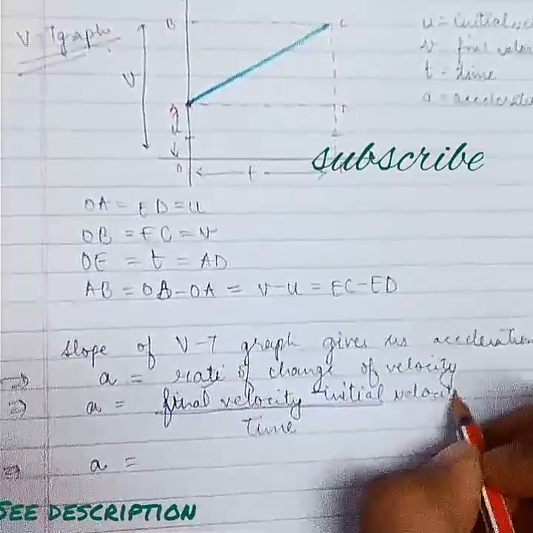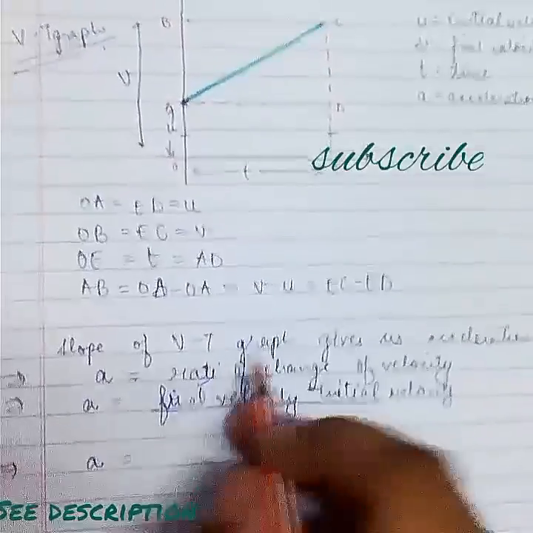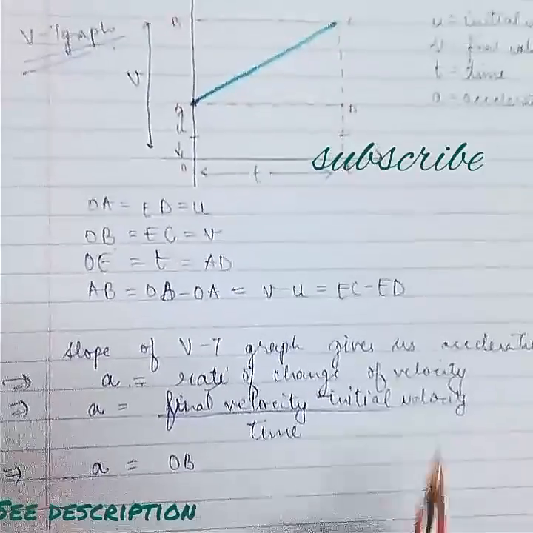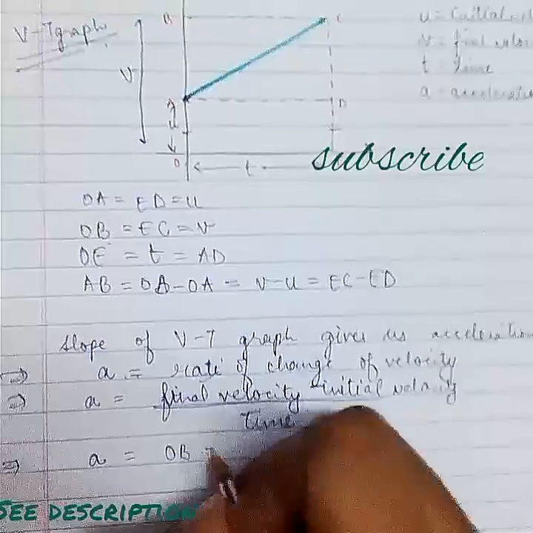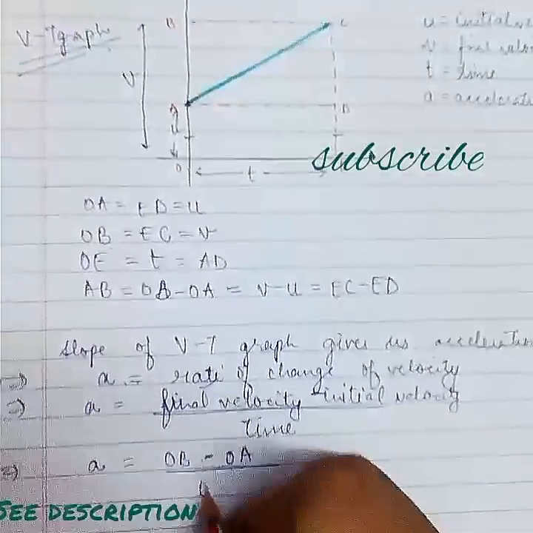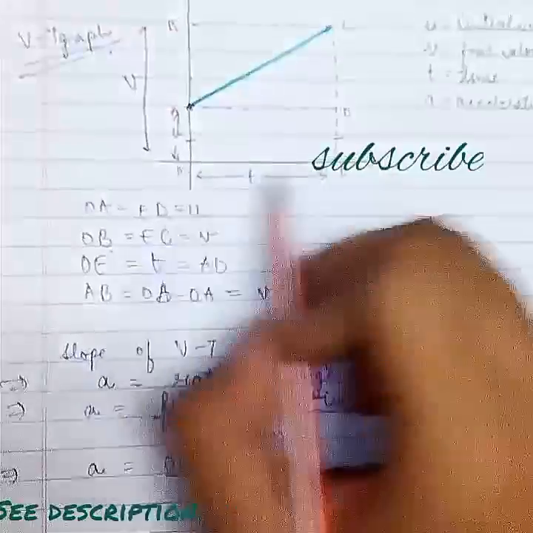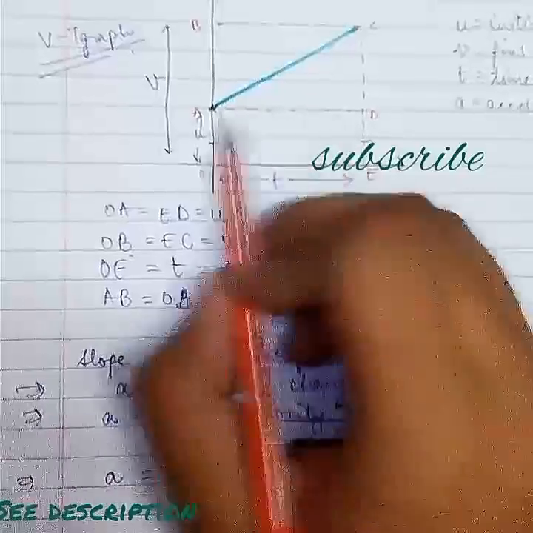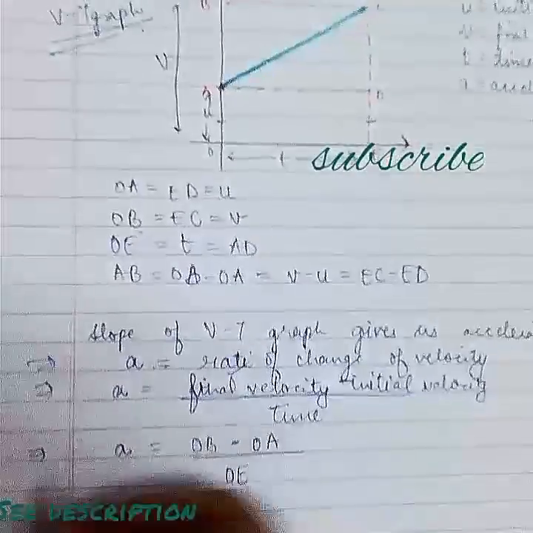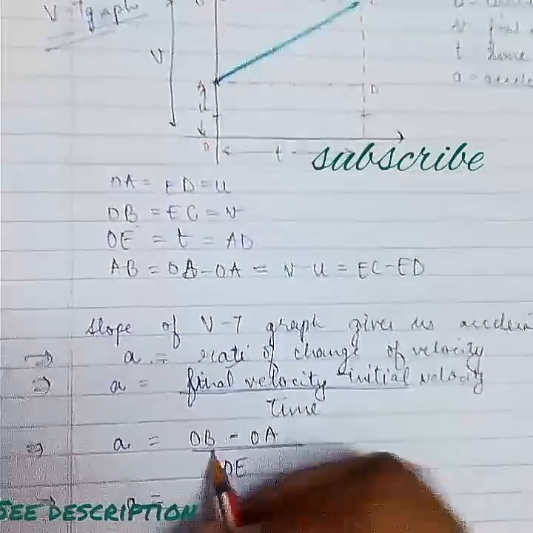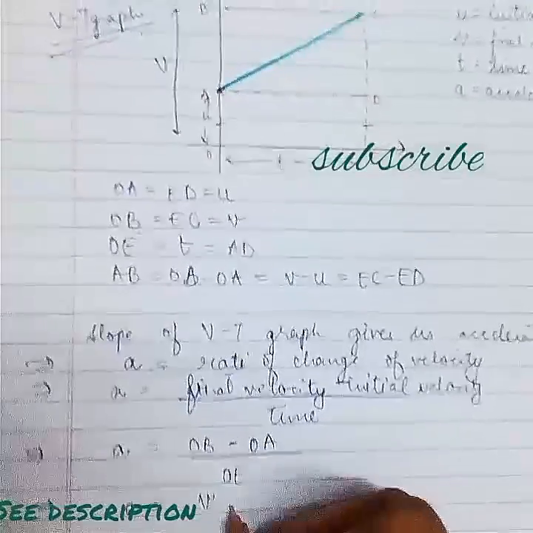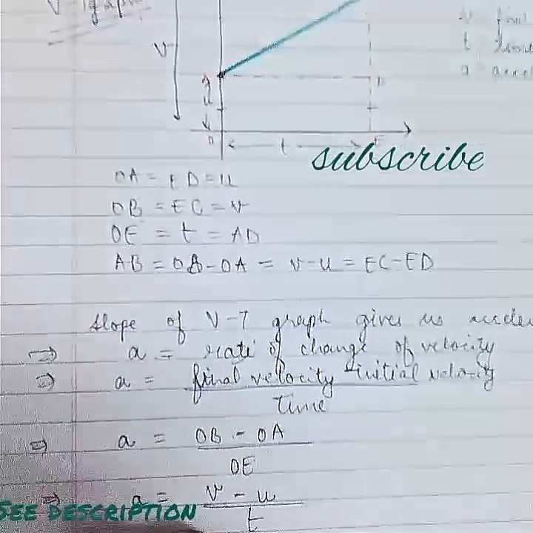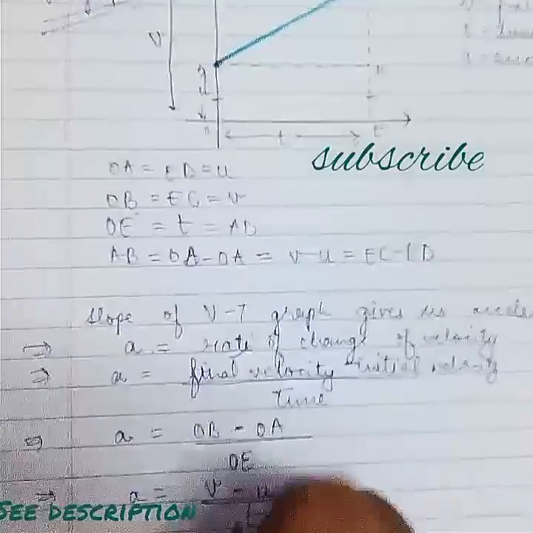Final velocity we have as OB, which is equal to EC. Whether you put OB or EC, both are acceptable. OB minus OA by time OE. When you are putting these, you have to put this time, and if you are putting those, then you have to put this time AD. That implies a is equal to OB, the final velocity v, minus OA, the initial velocity u, over OE, the time.